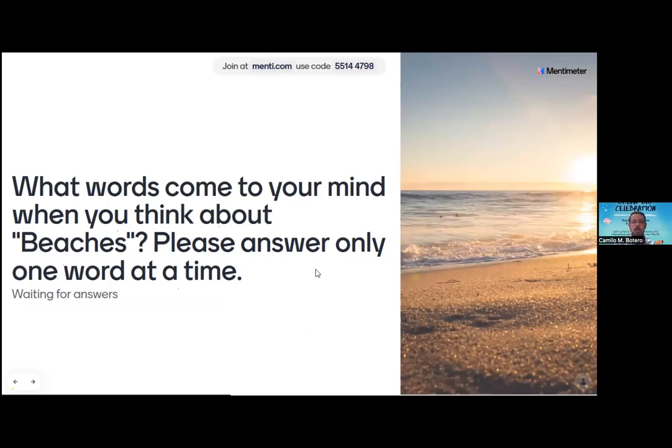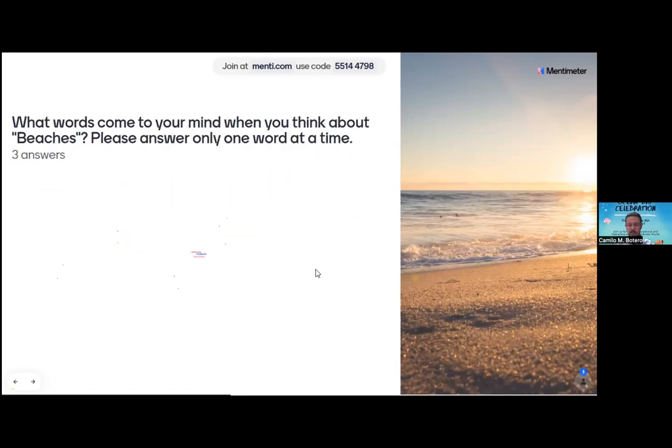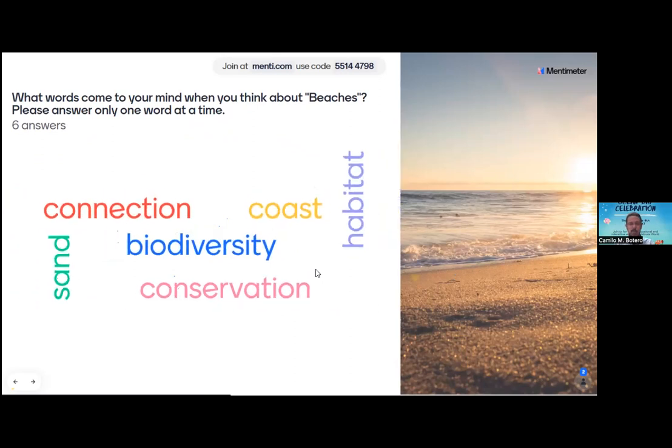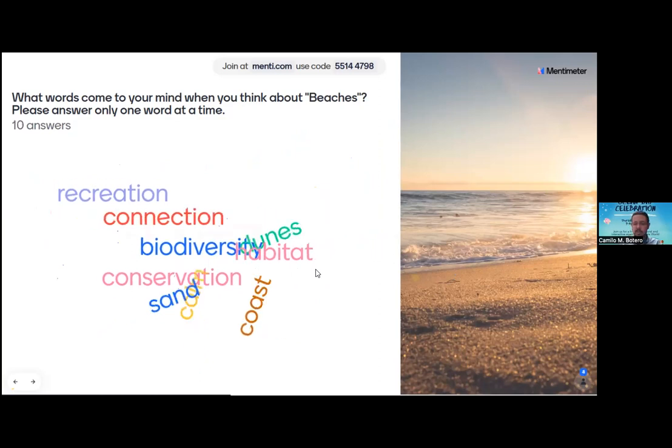Let's go. What words come to your mind when you think about beaches? This is another activity. Please, only one word at a time. When you are thinking about the beach, which words come to your mind? Please write your words on your phone and they will appear on the screen. Remember that you can participate if you go to menti.com and enter the code that is in the chat. Okay, we start receiving the answers.